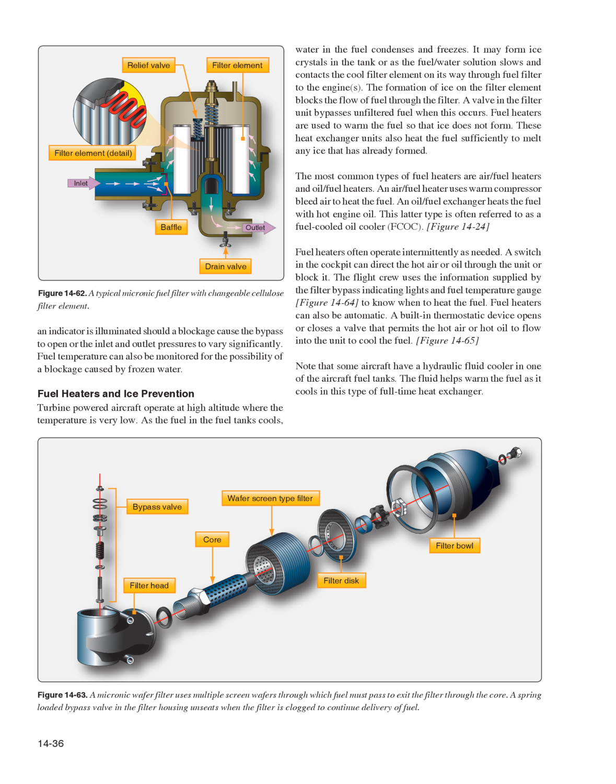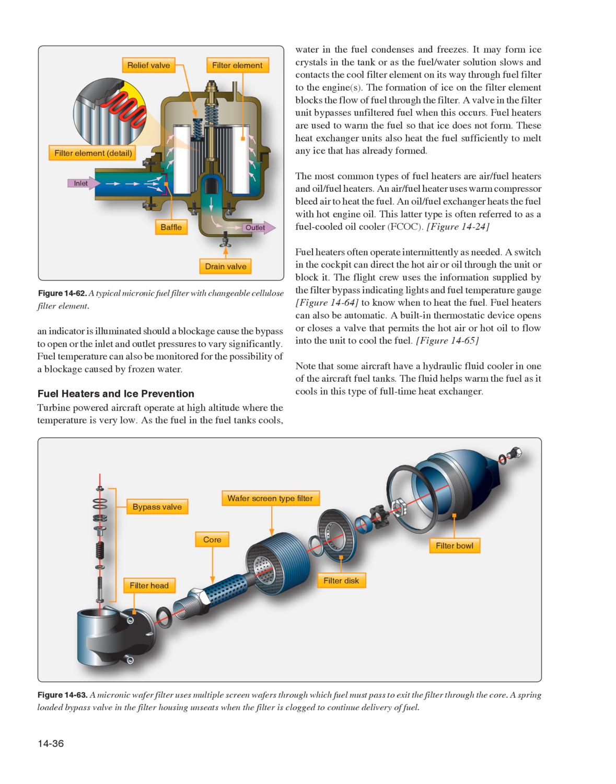Fuel heaters and ice prevention. Turbine-powered aircraft operate at high altitude where the temperature is very low. As the fuel in the fuel tanks cools, water in the fuel condenses and freezes. It may form ice crystals in the tank or as the fuel/water solution slows and contacts the cool filter element on its way through the fuel filter to the engines. The formation of ice on the filter element blocks the flow of fuel through the filter. A valve in the filter unit bypasses unfiltered fuel when this occurs.